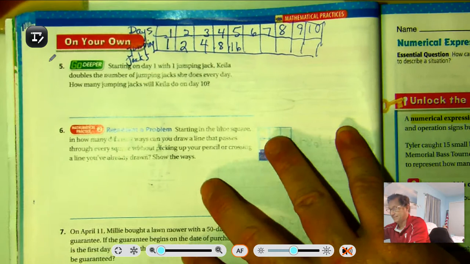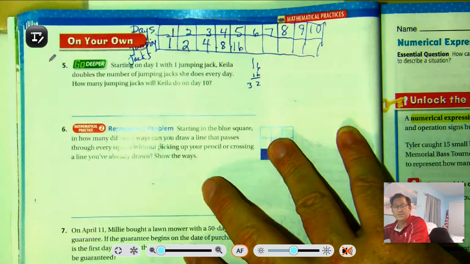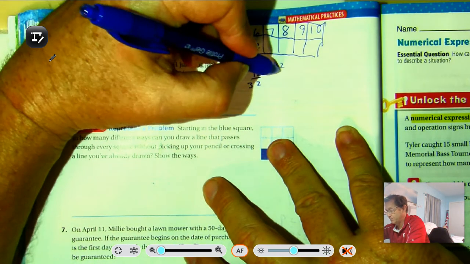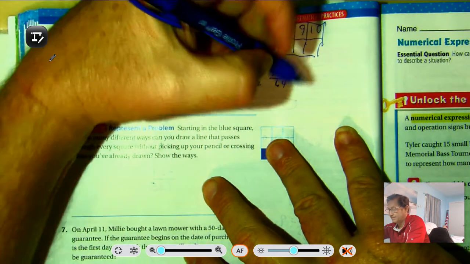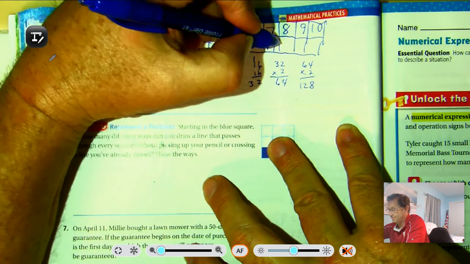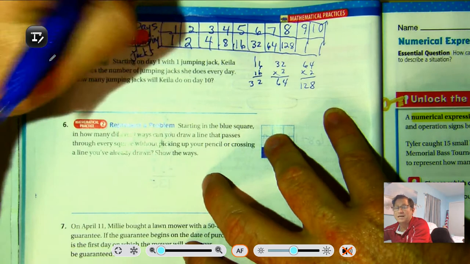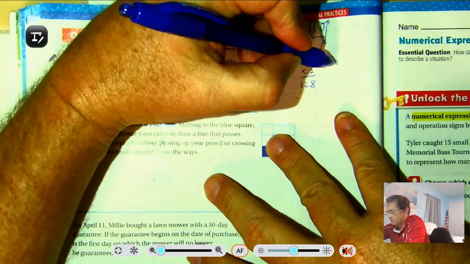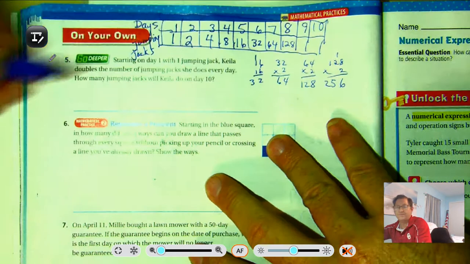What's twice 16? 32. 32 times 2? 64. 64 times 2? 128. So why am I multiplying all of these by 2? Because it says double it, right? So 2 times 128 is 256.